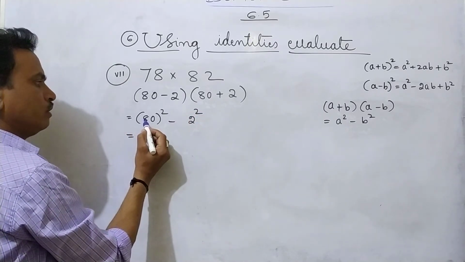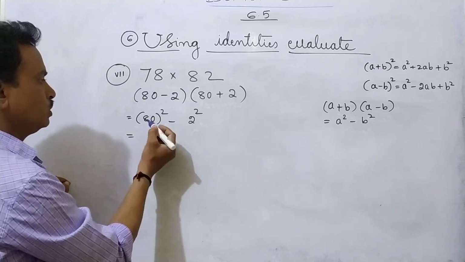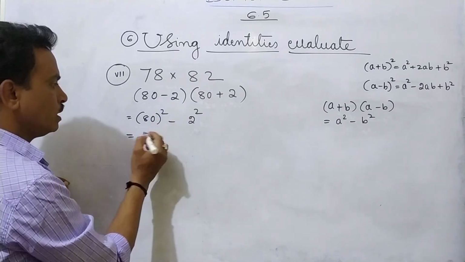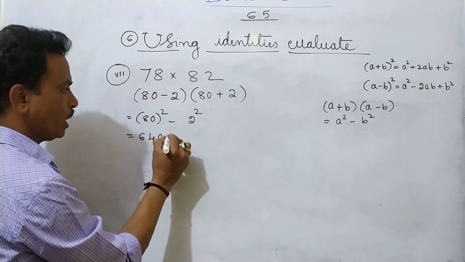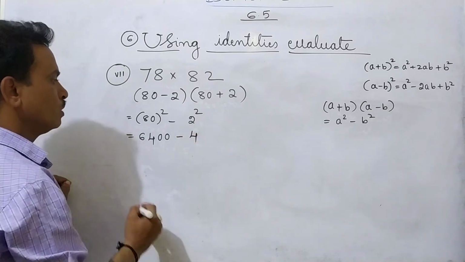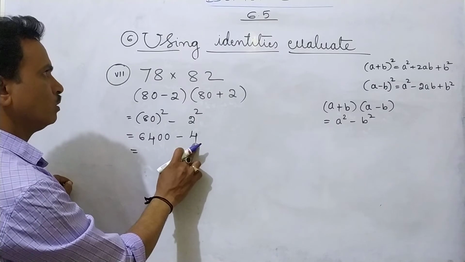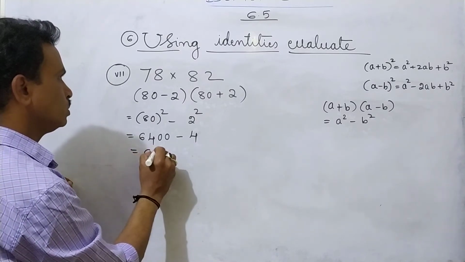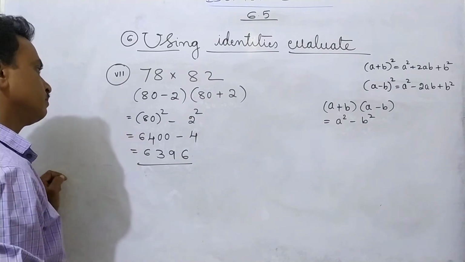Now you know that 80 square means we should multiply 80 into 80. So you know that 8 square is 64, 8 8s are 64. Now here 1 zero is there, make it 2 zeros. Minus 2 square is 4. Now 6400 minus 4, so it becomes 6396.